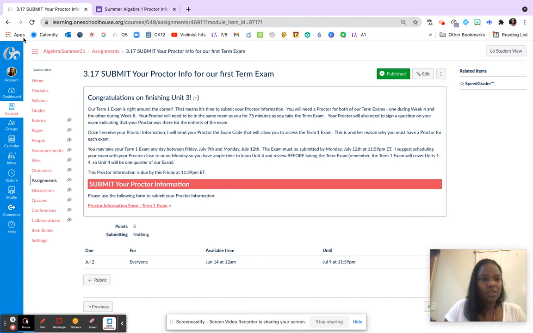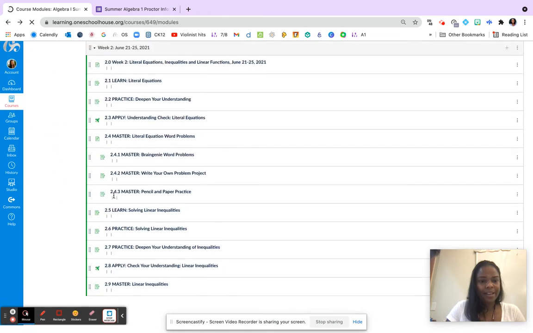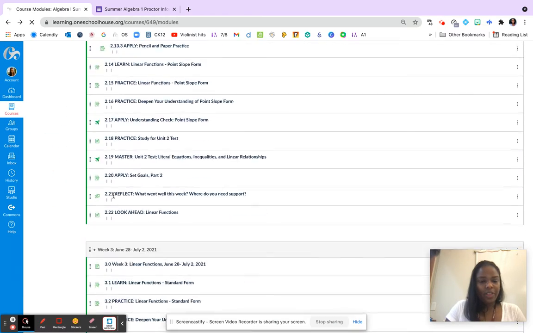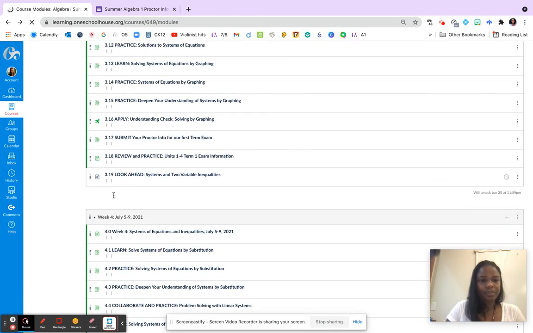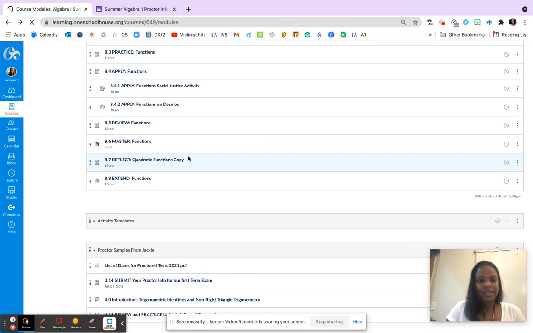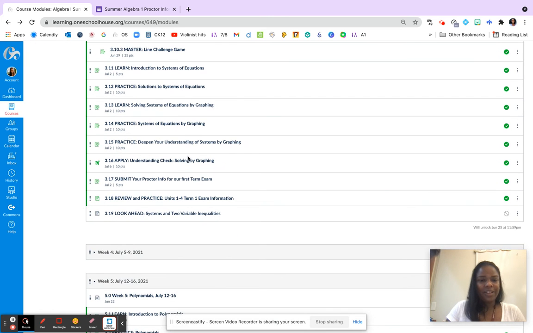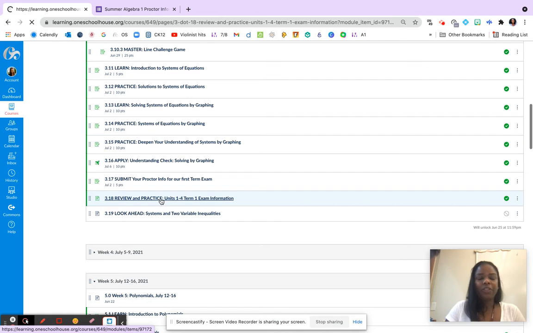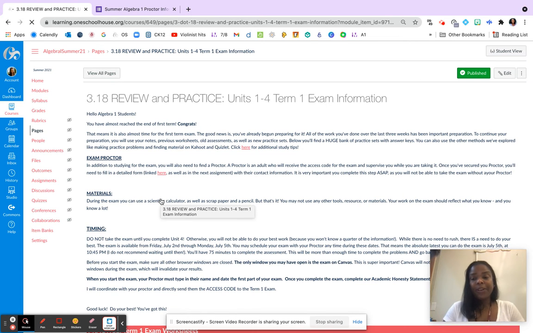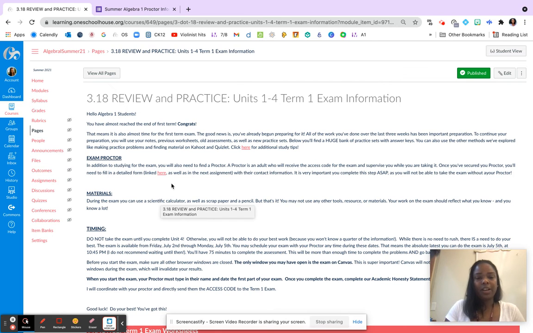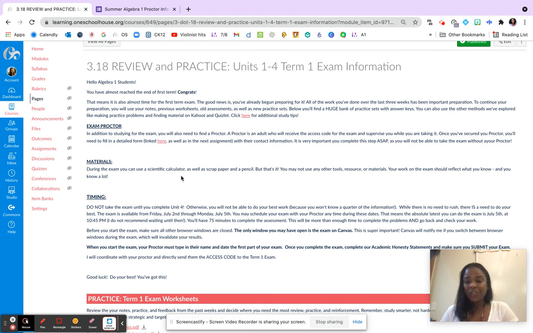You'll also notice that, going back, in week 3, there is review material for your first exam. The good news is that you've already done a lot of the heavy lift. You've done a lot of the work in terms of learning the material. So now it's about reviewing, and reviewing can mean different things for different people.